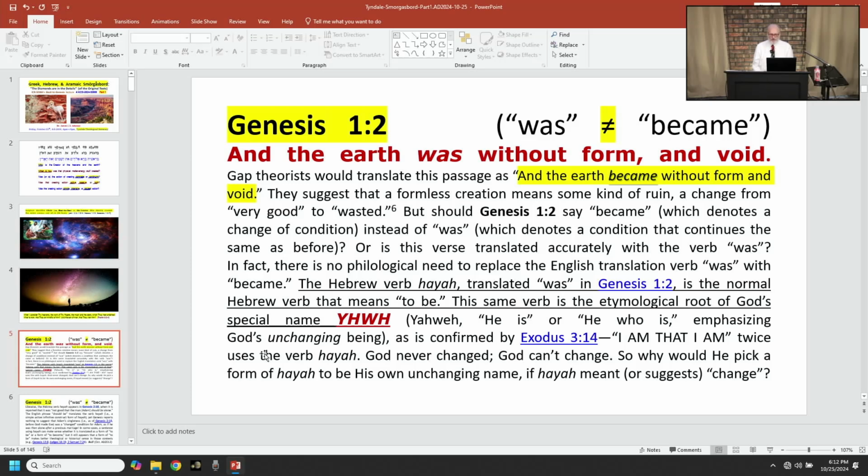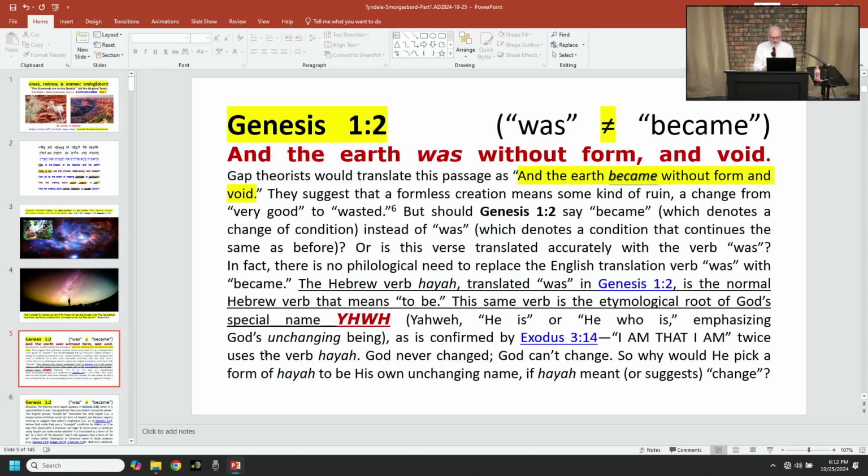And in Exodus 3:14, he says, I am that I am. You know, what other name can you give him? He is the one, he is the being. And so that verb has the idea of being. So why would God pick a form of hayah, the verb that means to be, as the basis for the noun that his name is, if hayah was a verb that had the idea of change? Anyway, so Genesis 1:2 really does say the earth was without form and void, and not that it somehow became without form and void.